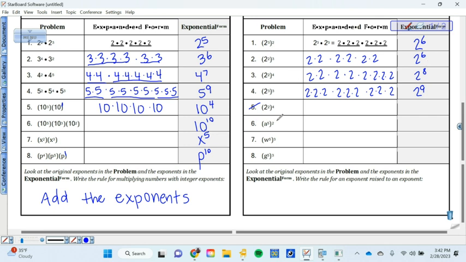Yeah, we multiply the exponents, right? 2 times 3 is 6. 3 times 2 is 6. 4 times 2 is 8. 3 times 3 is 9. So the base stays the same. We multiply the exponents. So that's our rule down here. Multiply the exponents.